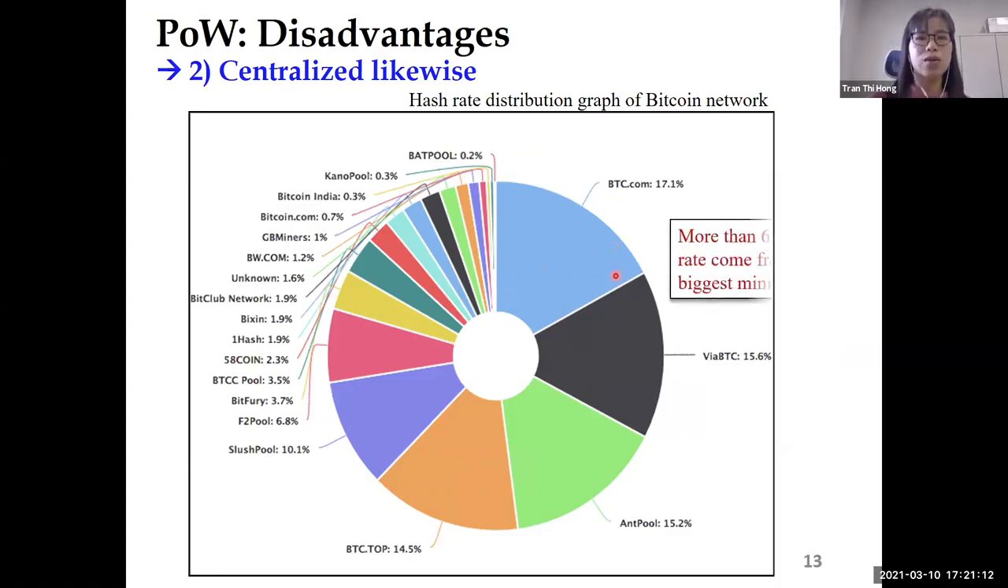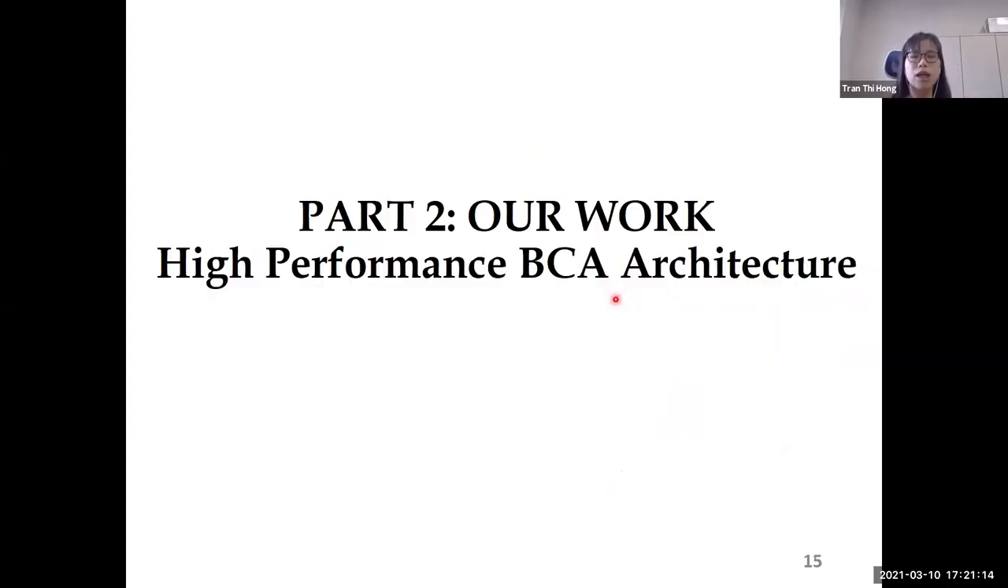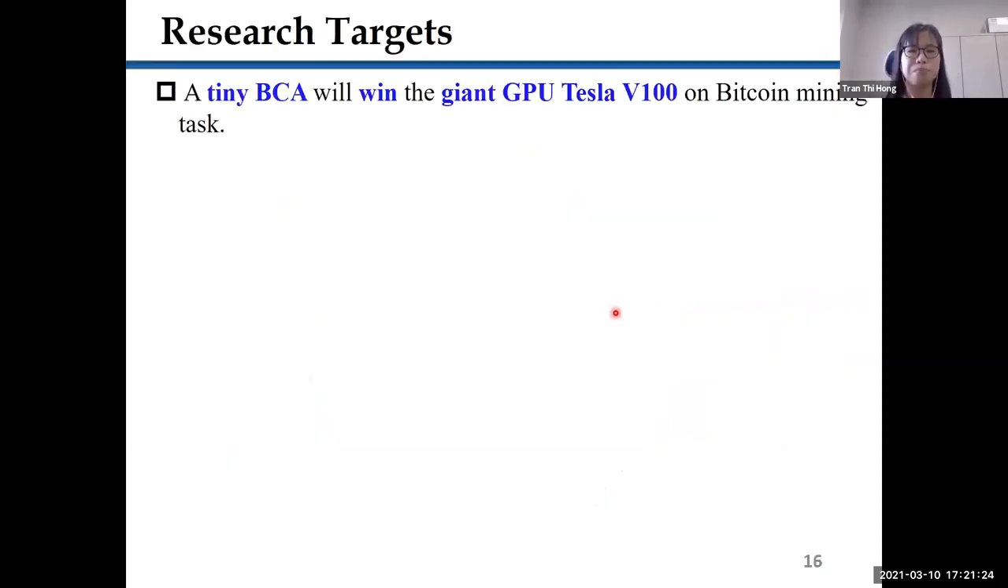Okay, so in our work, we want to solve such problems by focusing on accelerating the double SHA-256 algorithm. Let me first explain the research target. We want to build a tiny blockchain accelerator, BCA, that can win against the giant GPU Tesla V100 on the Bitcoin mining task, and of course, not only Bitcoin mining, but also other blockchain networks.